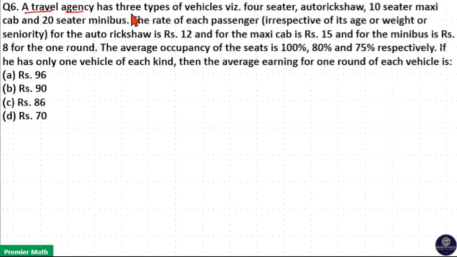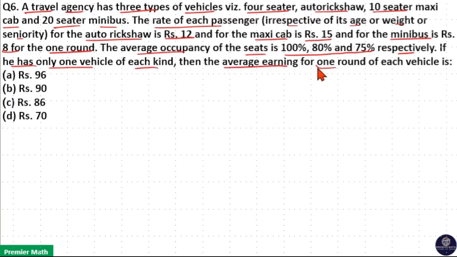A travel agency has 3 types of vehicles: a 4-seater auto rickshaw, a 10-seater maxi cab, and a 20-seater minibus. The rate of each passenger, irrespective of age, weight or seniority, for the auto rickshaw is rupees 12, for the maxi cab is rupees 15, and for the minibus is rupees 8 for 1 round. The average occupancy of the seats is 100%, 80% and 75% respectively. If he has only one vehicle of each kind, then the average earning for 1 round of each vehicle is?